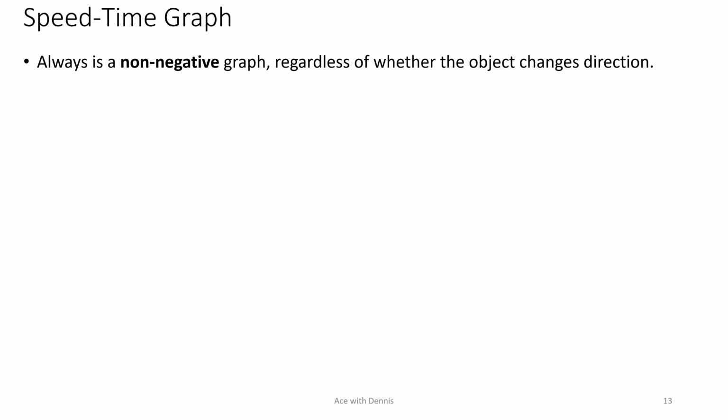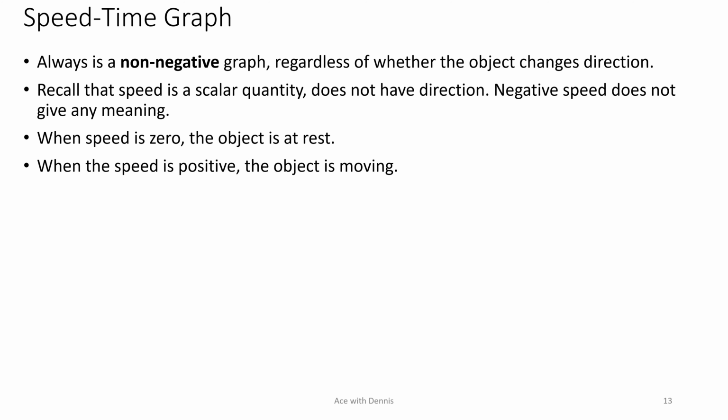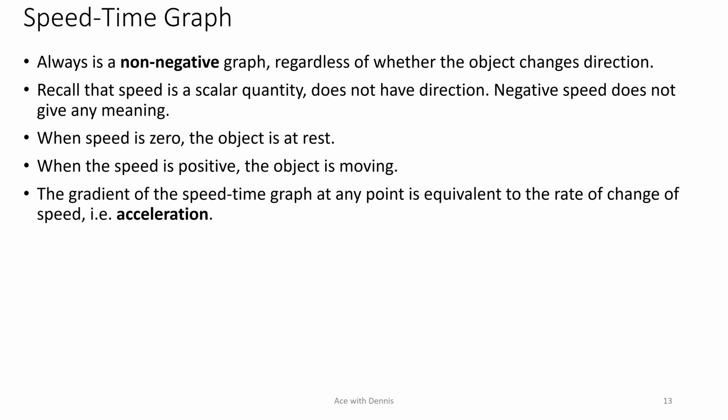Speed time graph. A speed time graph is always a non-negative graph regardless of whether the object changes direction. Recall that speed is a scalar quantity, it does not have direction. Hence, negative speed does not give any meaning. When the speed is zero, the object is at rest. When the speed is positive, the object is moving.